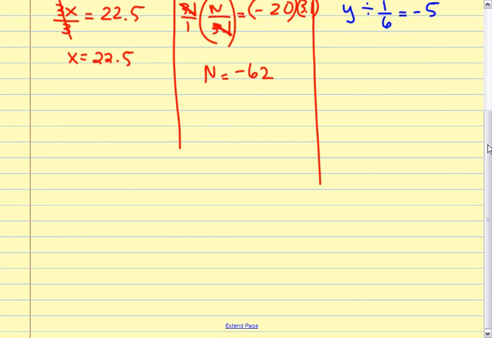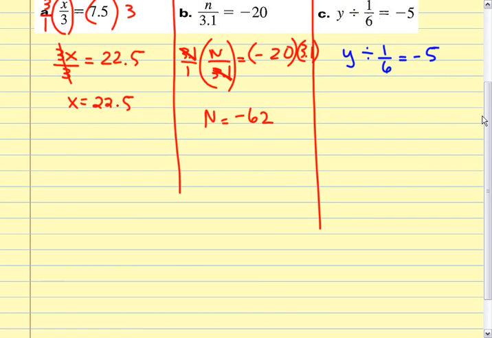No? Come on, somebody who was in class this year. How do I divide by a fraction? How do I do that? Case? Don't you flip it? I flip the second one and I multiply. So y divided by 1/6 is the same thing as y times 6 equals negative 5.